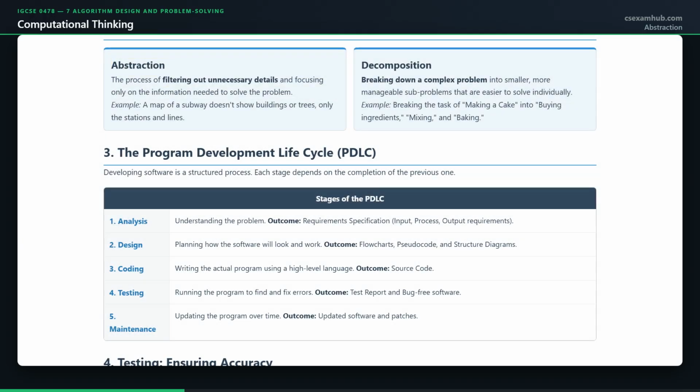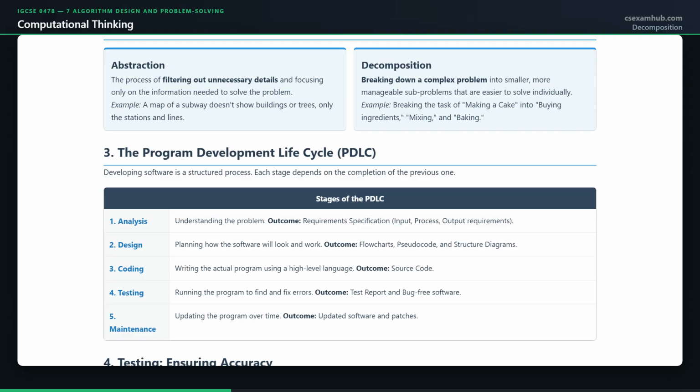The second is decomposition, breaking a complex problem into smaller sub-problems, each easier to solve on its own. The page uses making a cake: buying ingredients, mixing, baking. And the reason this matters is not that small problems are easier in the abstract. It is that small problems can be solved independently, tested independently, and given to different people, which is exactly what the structure diagrams lesson develops.